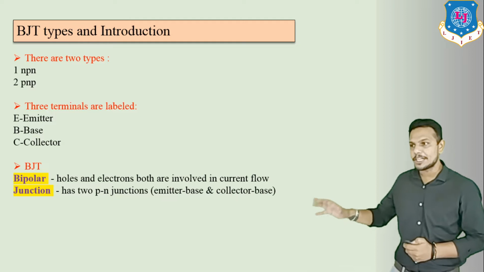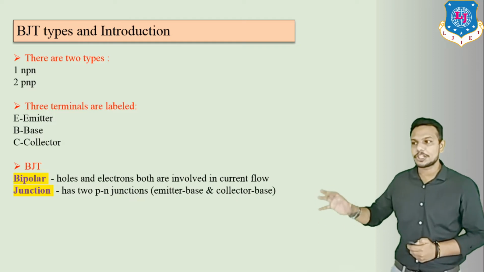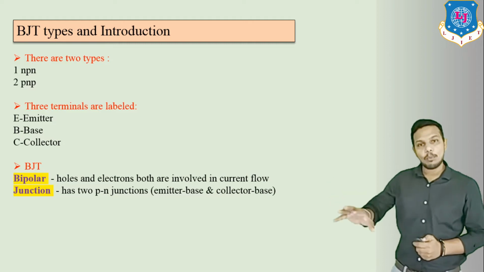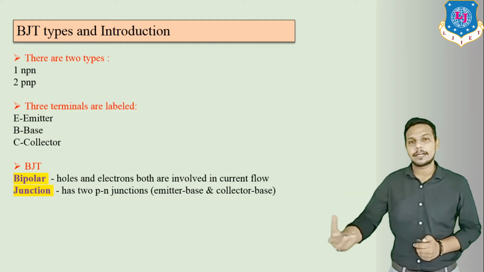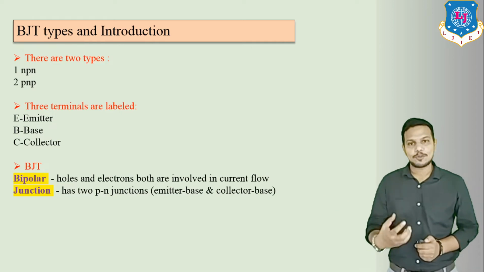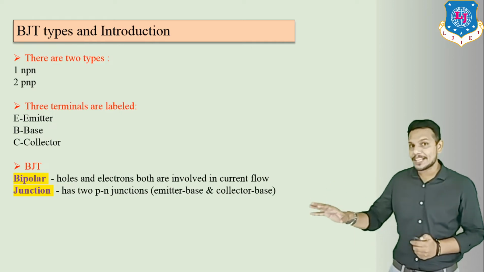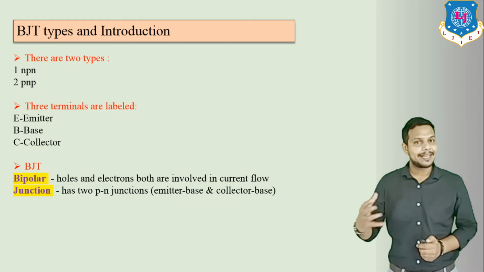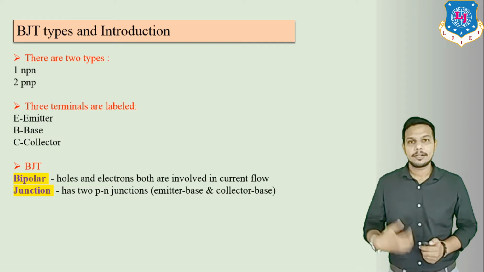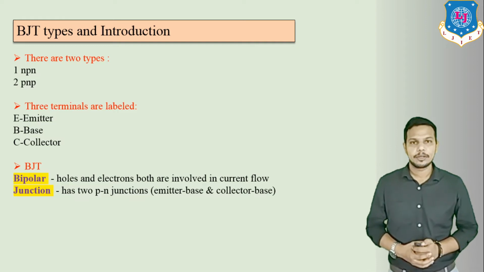Now here we can see BJT, that means bipolar junction transistor. Bipolar means holes and electrons are both involved in current flow. And for junctions, there are two types: the emitter-base junction and the collector-base junction, or we can say J1 and J2. So this is the introduction of BJT and its types.